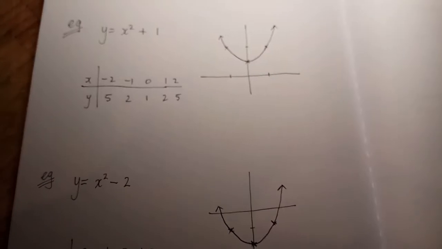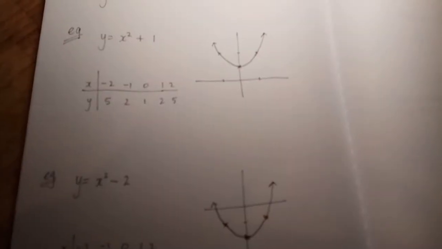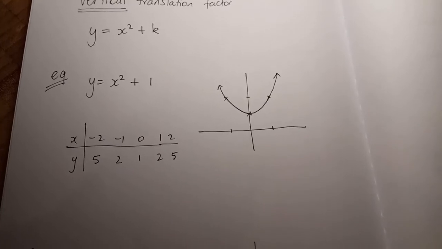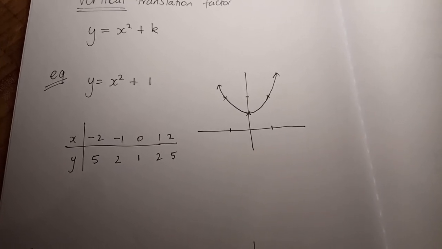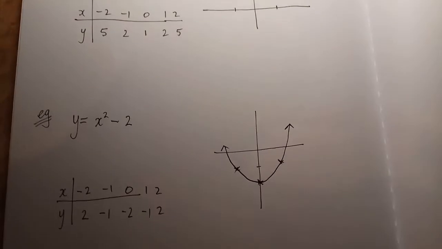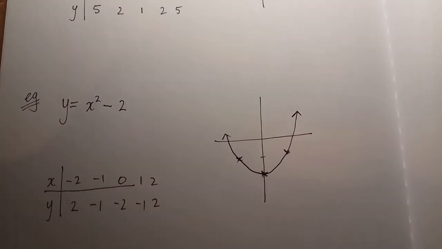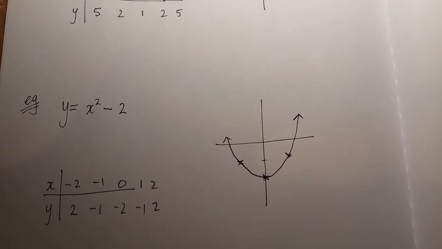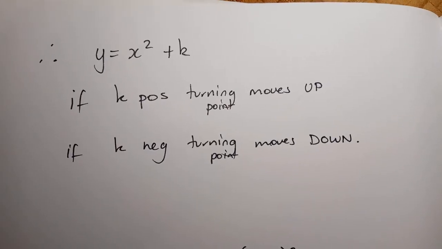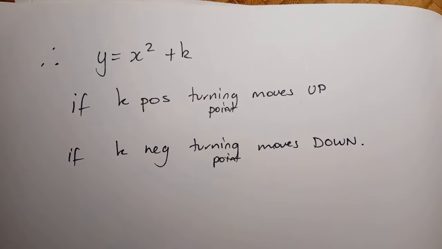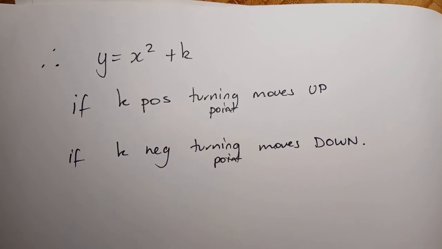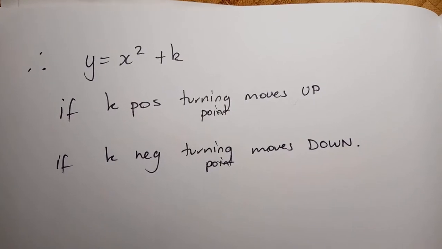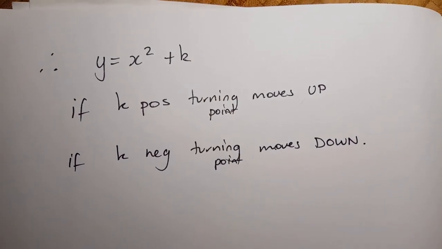So if the vertical translation factor is positive, the turning point moves upwards. If the vertical translation factor is negative, the turning point moves downwards. To recap, the vertical translation factor, if k is positive, the turning point moves up. If k is negative, the turning point moves down.